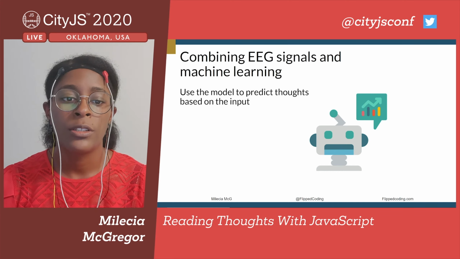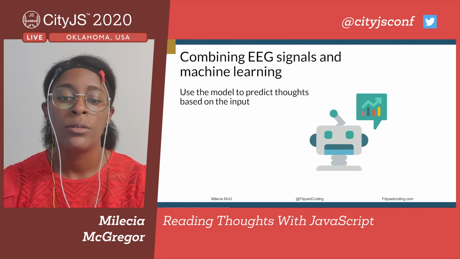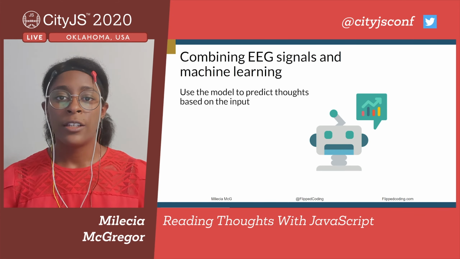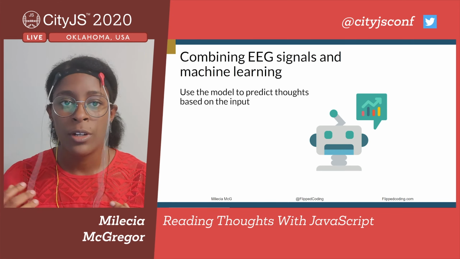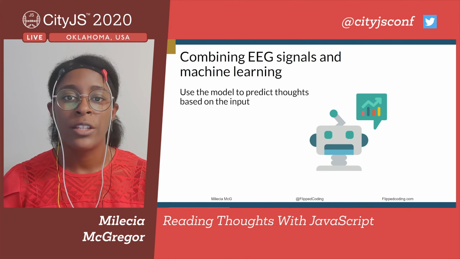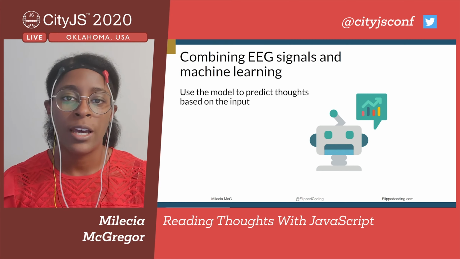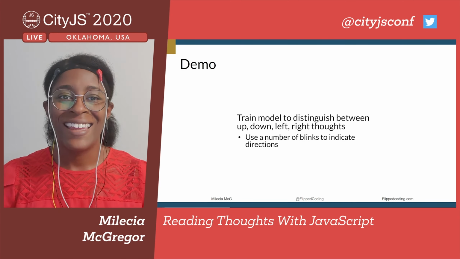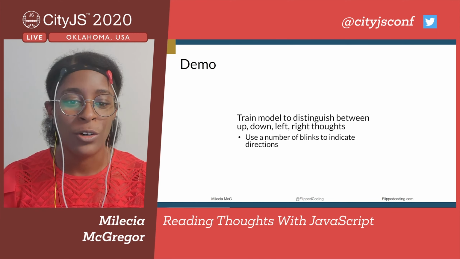So something else we're going to do is use our model to predict the thoughts based on our input. So this is going to be running and reading my thoughts in real time, trying to predict whether or not I'm trying to scroll up or down the page or go left or right. And now it's time for the demo.